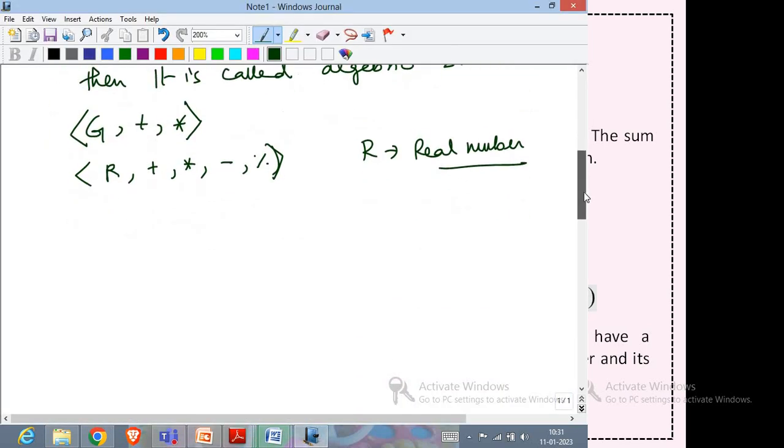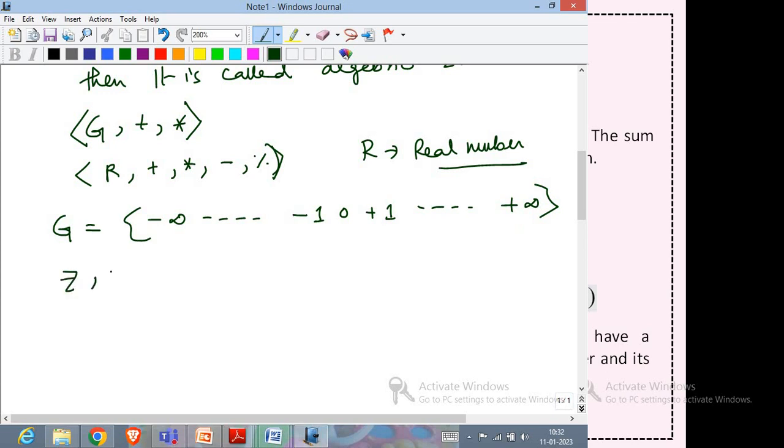So let's take the G example itself, because that's the easiest one to take for explanation purposes. So this is plus 1 and it goes till plus infinity. Suppose this is all the integers we are talking about. And the question is to prove that Z comma plus, this plus operator, which we know is a binary operator, and we have already proved that. Now we have to prove that it follows the associative rule as well. So how are we going to prove it?